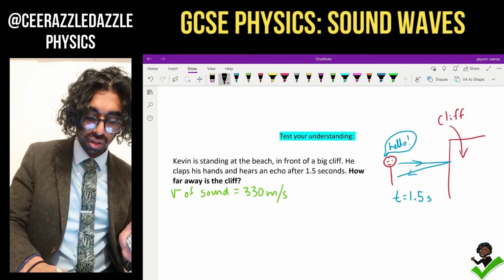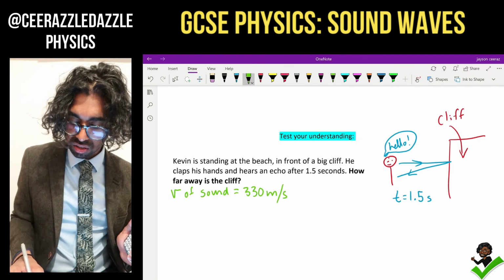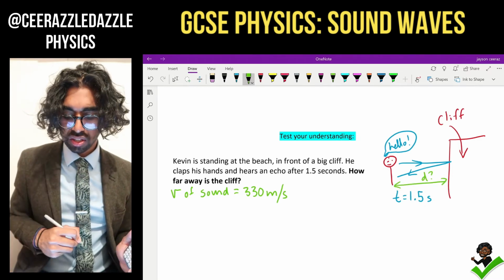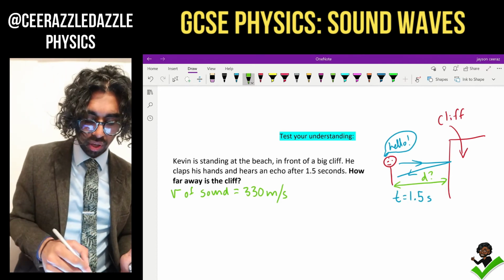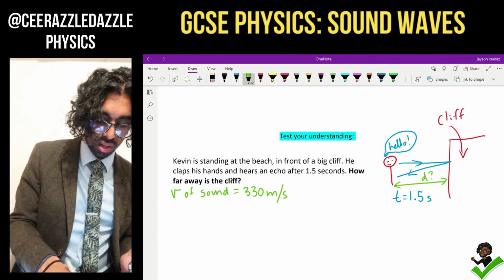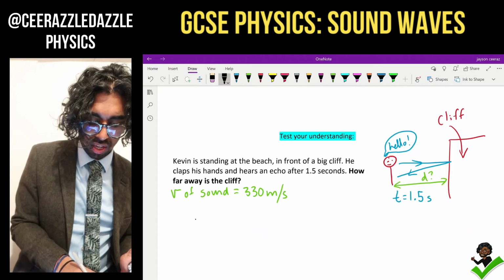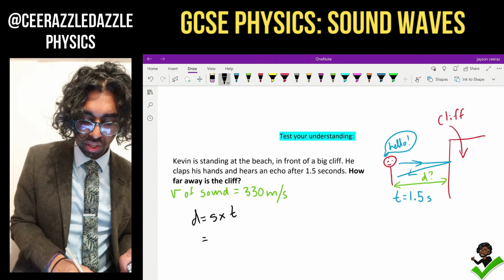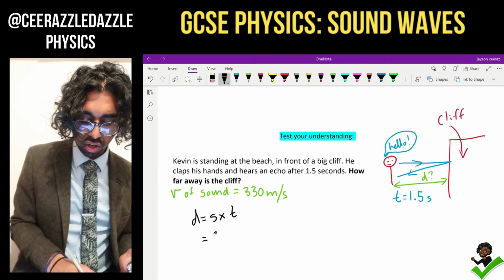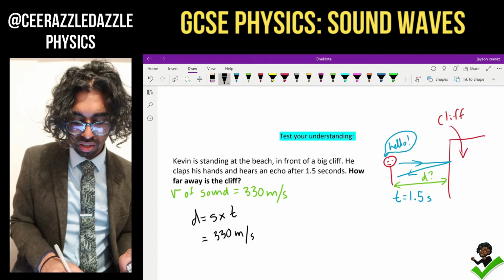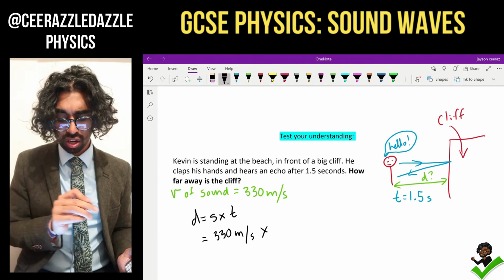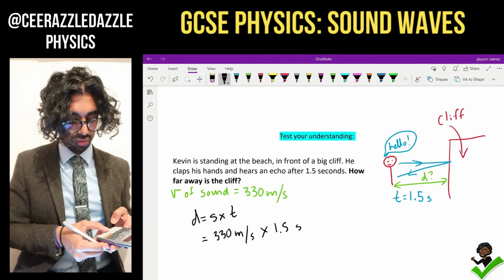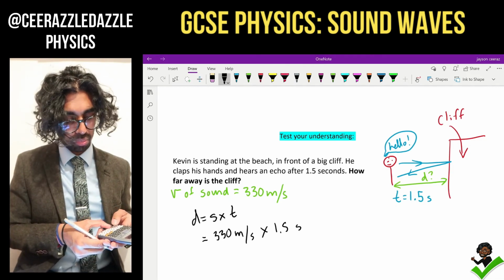They're basically asking you for this distance. Alright, so we can work out the distance. We know that distance is equal to speed times time. So the speed is going to be, look, have they given us the speed? 330 meters per second times the time taken to go there and back, which is 1.5 seconds. So we've got 330 times 1.5.